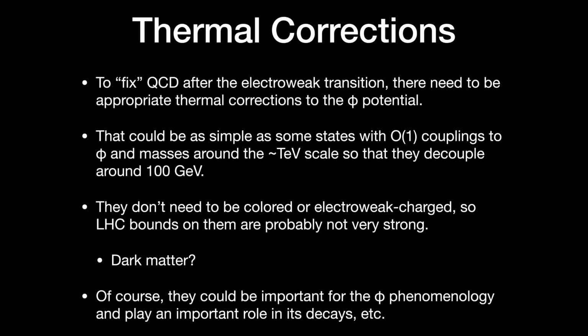So to fix QCD after the electroweak transition, there needs to be some appropriate thermal corrections to the phi potential. This could just be as simple as imagining there are some states out there that have order 1 couplings to phi and masses around the TeV scale so that they decouple around 100 GeV. And the difference between having them in or out of the thermal potential is what you could imagine triggers phi to have one VEV or the other.